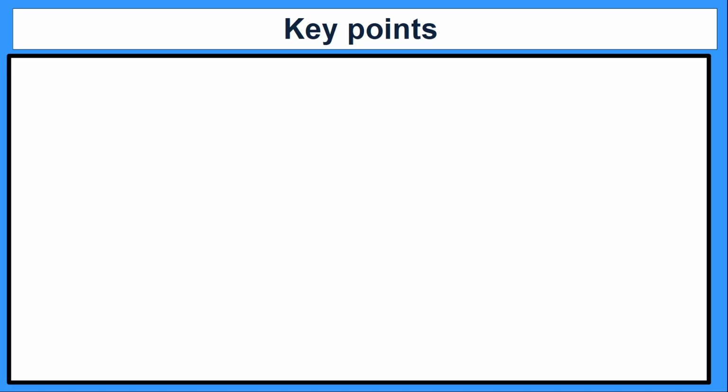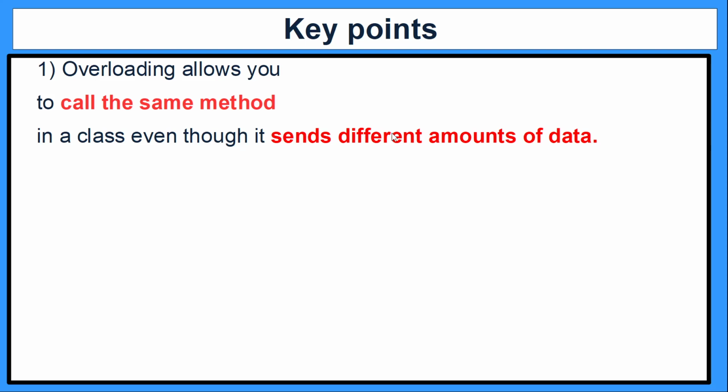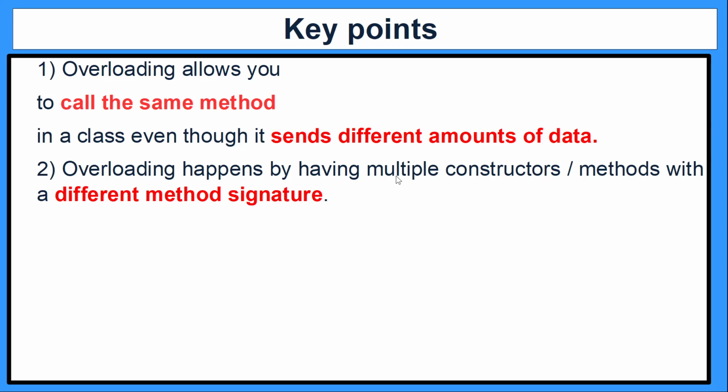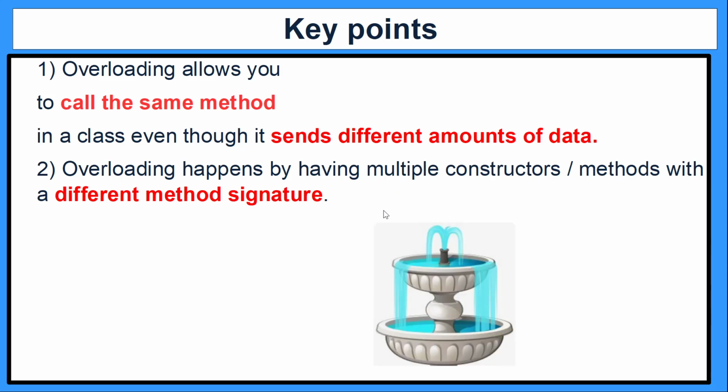So let's get started. The key points that you need to remember for the MTA exam is that overloading allows you to call the same method in a class even though it sends different amounts of data. So you can have multiple constructors or multiple methods, but each has a slightly different method signature. If you think of your class as a fountain, the water is the data being entered into your constructor or your method.